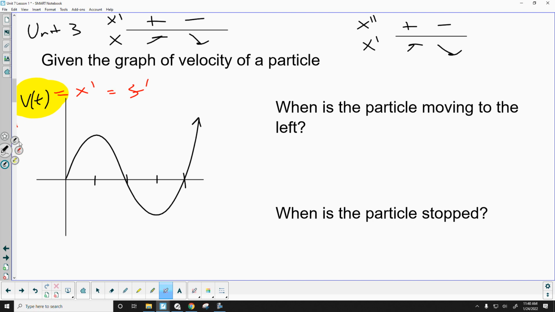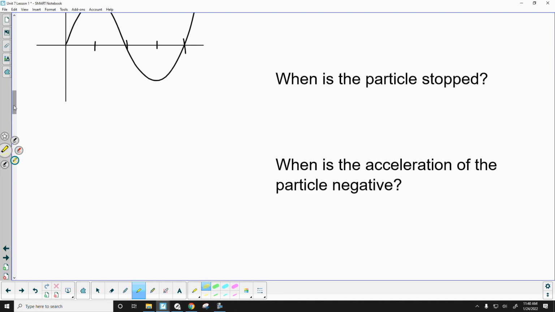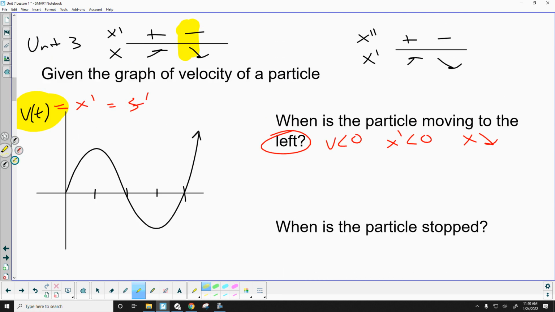When is the particle moving to the left? You can either say that's when v is negative, that's when my position's derivative is negative, that's when my position is decreasing. I go to this, and then I say, what do I have? And what's my answer? Tell your neighbors, what's the answer here?